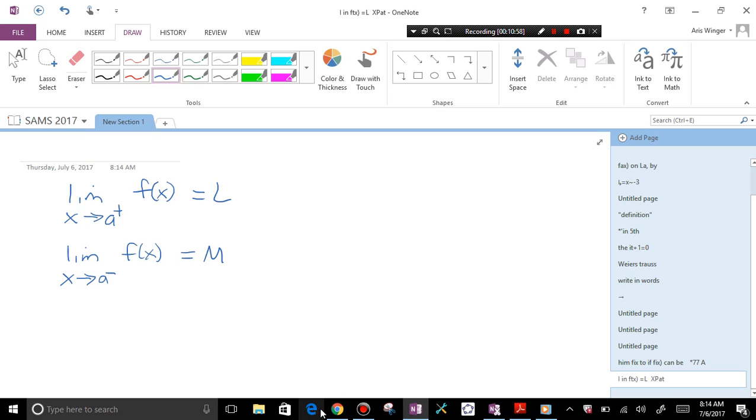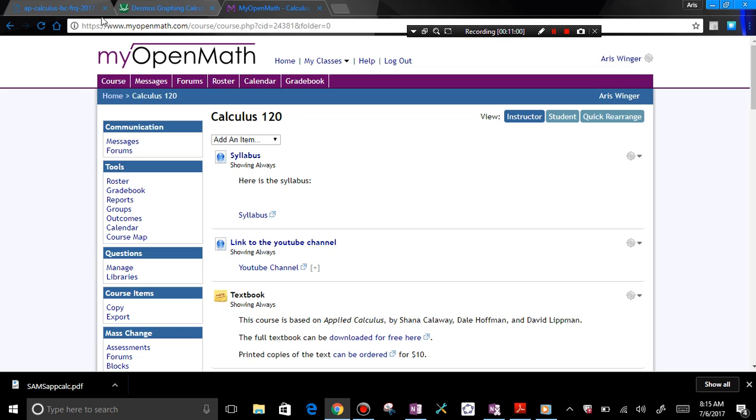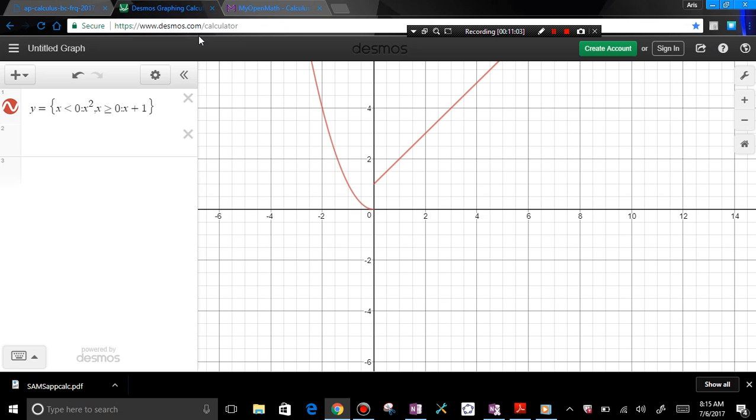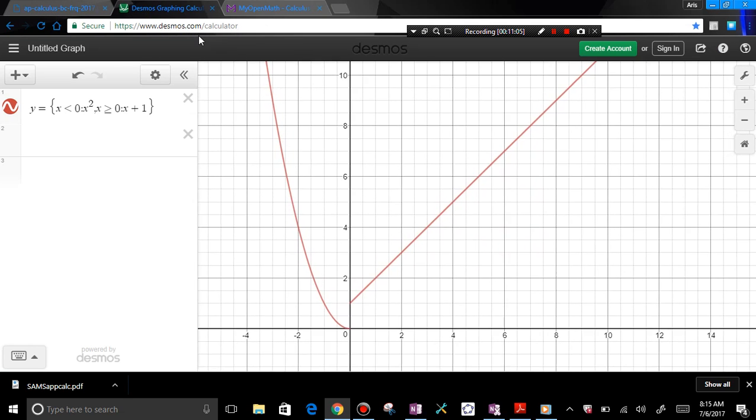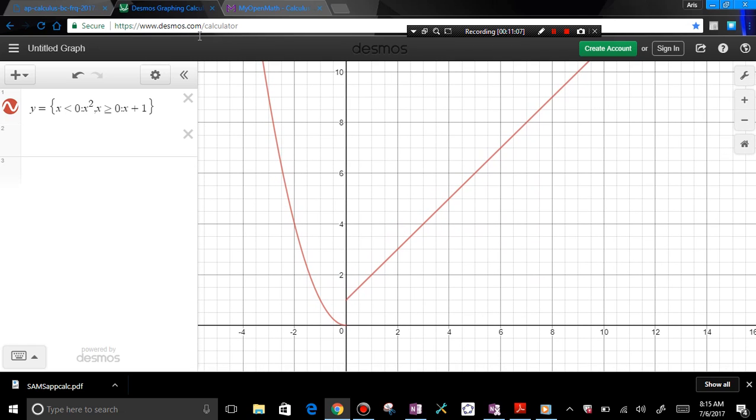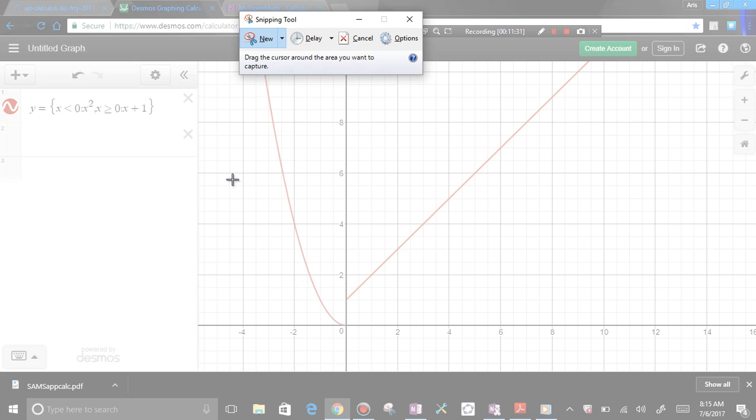Here we've got one such function. When x is less than 0, I want the function to be x squared. This is clearly the parabola. And when x is greater than or equal to 0, I want the function to be x plus 1, a piecewise function. Of course, we're interested in the limit as x goes to 0.